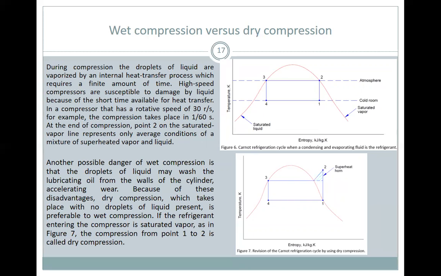So because of these disadvantages, dry compression, which takes place with no droplets of liquid present, is preferable to wet compression. If the refrigerant entering the compressor in figure 7 is saturated vapor, kasi ito yung pinaka-minimum. Maging dry siya, di ba? So, pag lumabas doon, superheated na later. The compression from 1 to 2 is called dry compression. And this one is tawag doon superheat horn, sungay.